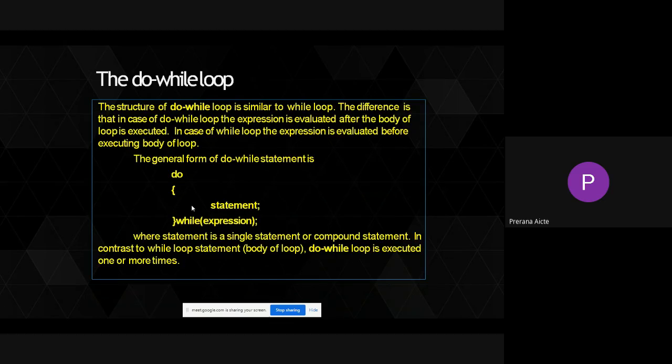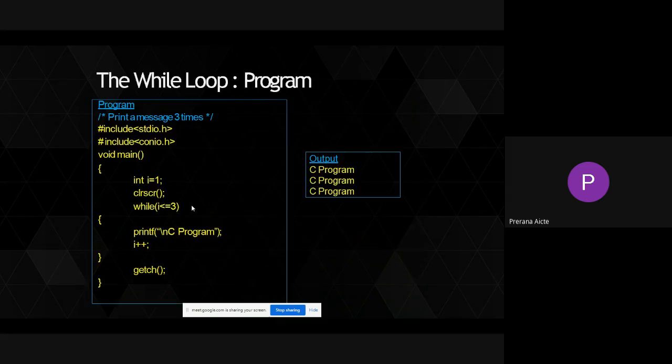And the do while, the structure of do while is similar to the while loop. The difference is in the case of do while loop, the expression is evaluated after the body of loop is executed. In case of while loop, the expression is evaluated before executing the body of the loop. Here, the condition first, it will take the test condition first. If it is true, then only it will go into the set of statements.